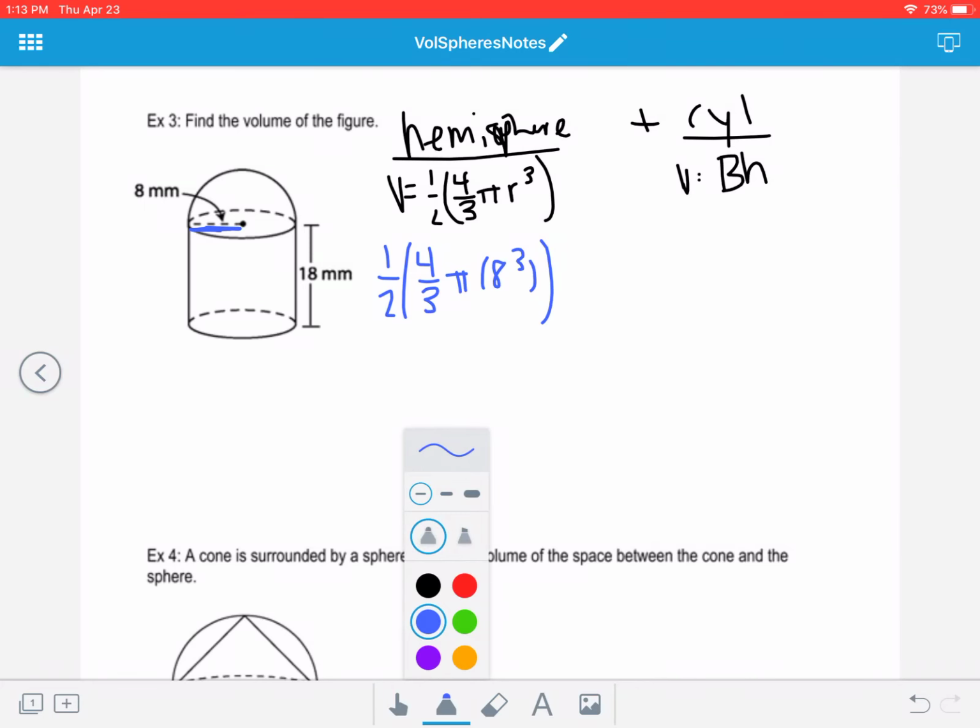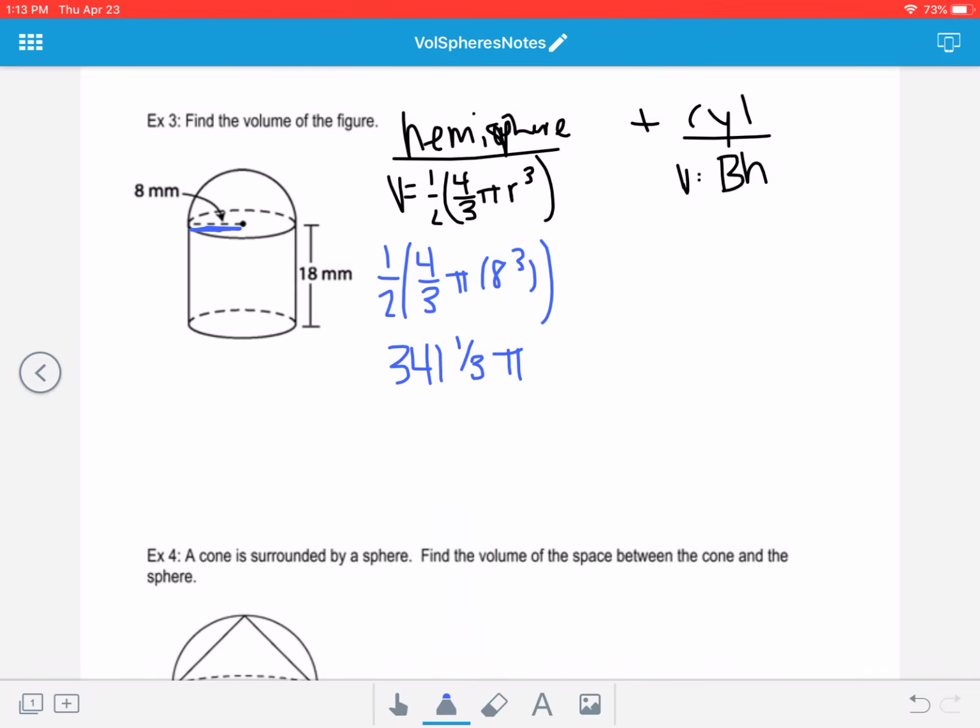But it's not coming out quite evenly. What it is 341 and 1/3 pi. So you could write it like that. Or if we were to leave it as an improper fraction, 1024 pi over 3. This answer and this answer are the same. One's a mixed number, one's an improper fraction. That's only representing the hemisphere.